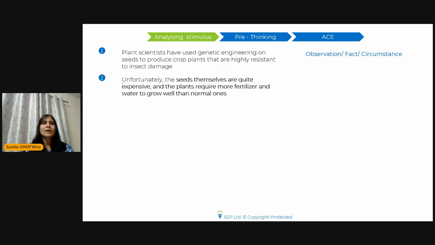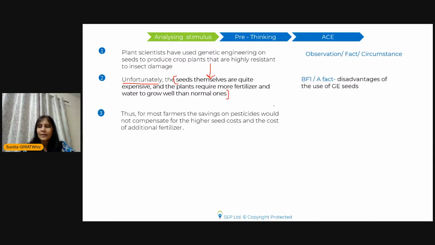Unfortunately, now who finds it unfortunate? Obviously, the author. The seeds themselves are quite expensive. These genetically engineered seeds are quite expensive, and plants require more fertilizer and water to grow well than normal ones. Now this itself is a fact. We are using simple present tense all here. So one fact has led to another fact, and the second fact the author is stating as a disadvantage of the use of these genetically engineered seeds. They're going to be more expensive.